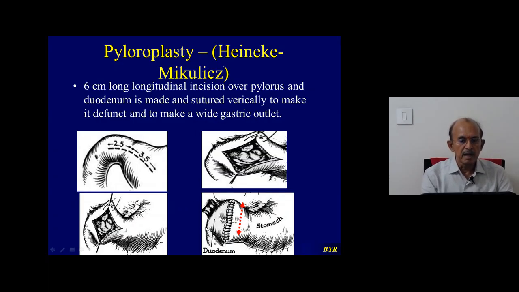So what is happening here? The pyloric sphincter is being cut, so it becomes totally dysfunctional. The opening has become very wide. So by gravity itself, the food can drain into the duodenum. So this is the idea of doing pyloroplasty following the vagotomy operation.